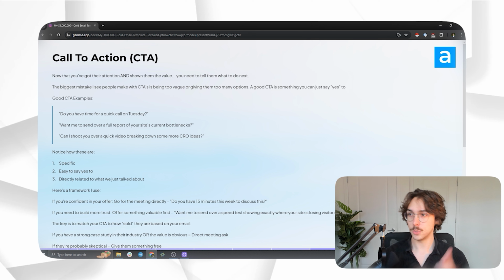So do you have time for a quick call? That's a direct example of a CTA. Another direct example is, hey, do you want me to shoot you over a full report on your current website's bottlenecks? This is direct, maybe not directly to a call, but this is something you can do in your cold email to help build trust. So instead of saying, hey, give me 15 minutes of your time, you're saying, hey, let me send you over some more free stuff to, again, prove that I'm competent before you get on a call with me and before I try and pitch you my services.